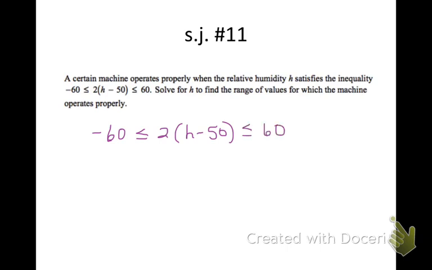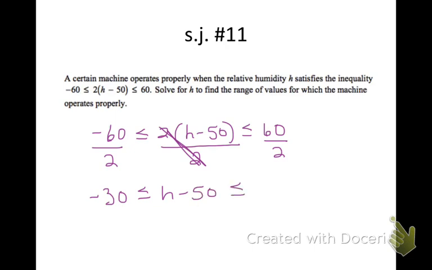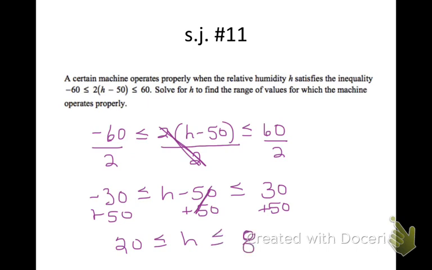All right, so the first step we could do is divide by 2, and that would cancel this 2. So we also have to divide by 2 here and here. So negative 30 less than or equal to h minus 50 is less than or equal to another 30. Well, next step, add 50 to everything. Okay, so we'll get 20 less than or equal to h, because that gets our h by itself, which is less than or equal to 80. So this range that they're talking about, the relative humidity, can be 20, but it cannot be more than 80. So it's from 20 to 80. That's the meaning of the problem.